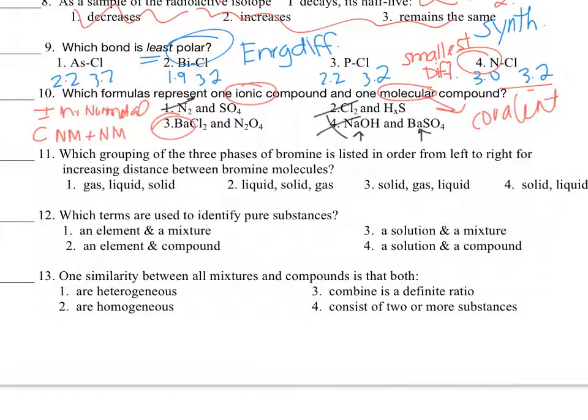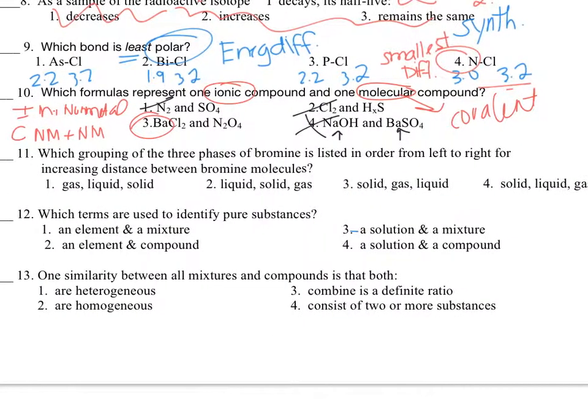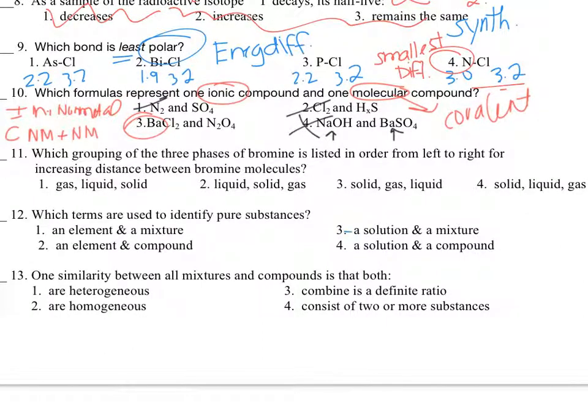So you need to remember that there is a greater distance between molecules of gas, and then they get a little closer together when they're liquid, and they are very tightly together when they are solid. So if we are looking for increasing distance, we're going to want to go from the closest together, which would be solid, to the next furthest apart, and then to a gas where they are crazy, crazy far apart. So number 4 is going to be our correct answer there.